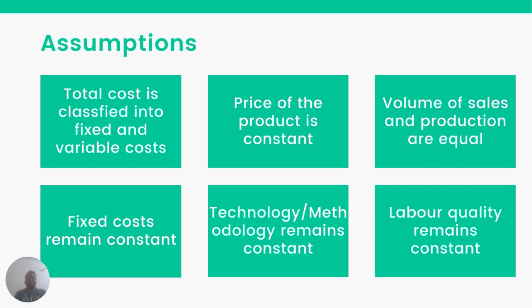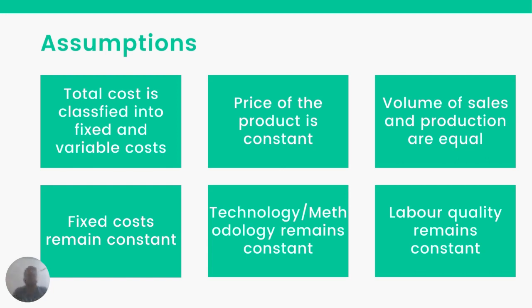The volume of sales and production are equal, meaning there is no inventory or extra production that is made. The exact amount of production that is made is sold. So the volume of production and sales is equal. The fixed costs remain constant over a long period of time. Technology and methodology remains constant. So the method of production and the technology used remains constant over a long period of time.